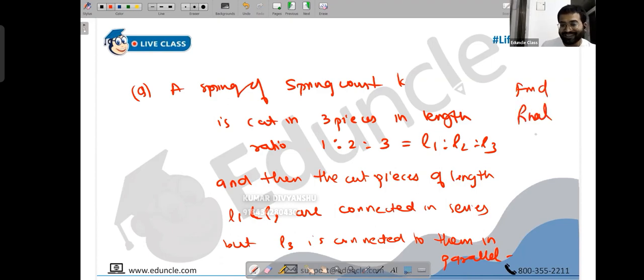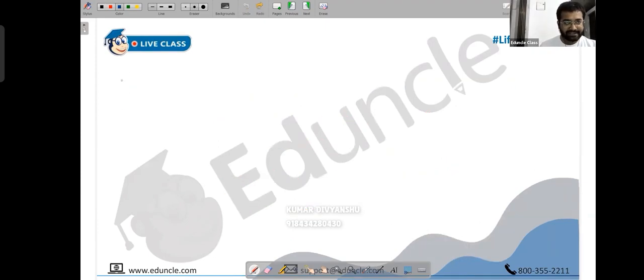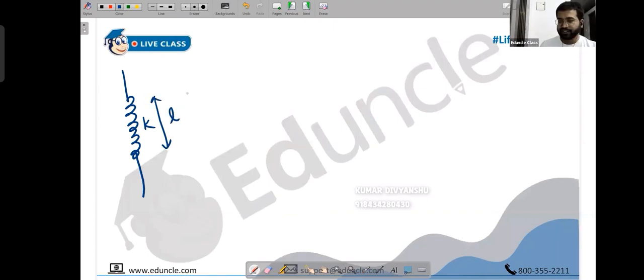Okay, find the final K factor. I just created a very random question right now. Find the final K factor. Okay, let's do this. So I hope the question is understood basically. So they have given us that there is a spring. Okay, it has a value K. The length of this spring is L initially, and now we have cut this into 3 pieces.